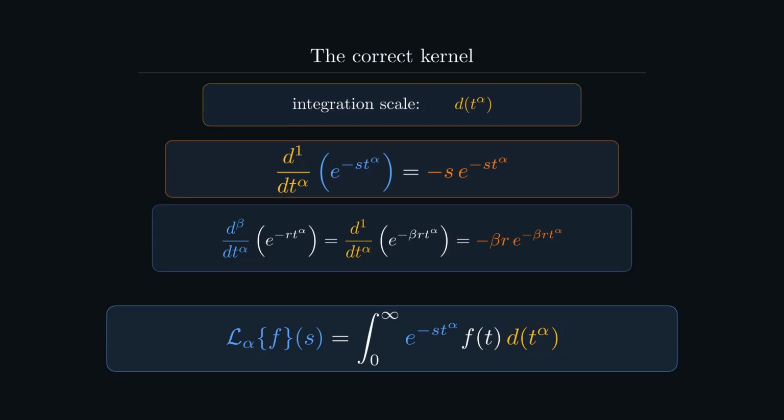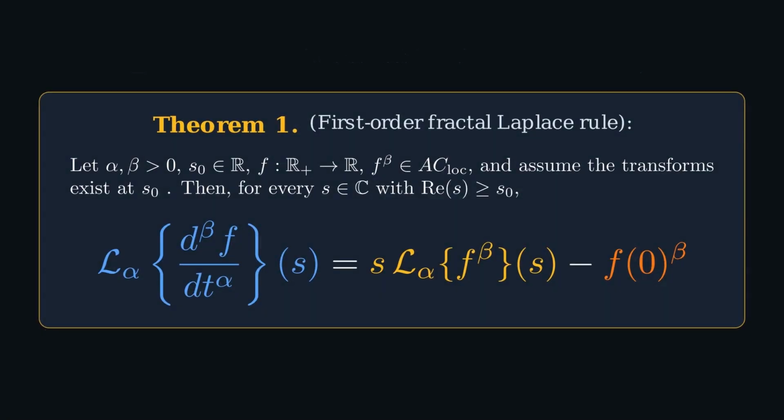This is the first operational result. Under suitable regularity and convergence assumptions, the alpha Laplace transform of the beta-alpha derivative has a clean expression. The derivative is transformed into two terms. The first term contains the transform parameter s multiplied by the alpha Laplace transform of f raised to beta. The second term is the initial value, also raised to beta, so the formula keeps the same structure as the classical Laplace rule, but the function inside the transform reflects the beta deformation. This is the first sign that the new transform is compatible with the fractal derivative.